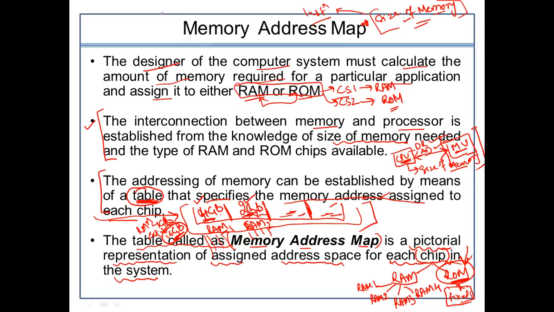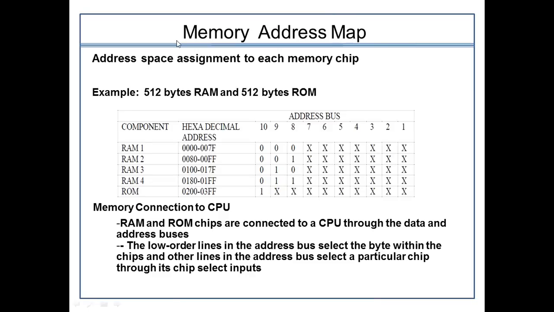So let's start understanding this memory address mapping table in more detail, how this memory address map table works. So here is the table. This table is designed based on one example, which we are taking right now. This table is depicting the address space assignment, which address space is assigned to which particular chip. Here we are using four RAM chips and one ROM chip. Accordingly, the address space depicts which particular RAM has to be selected.